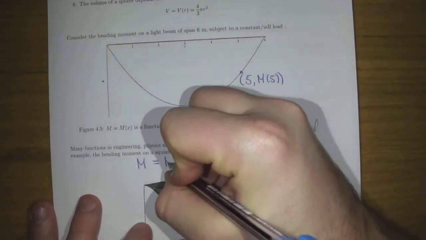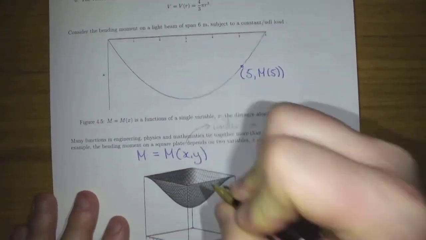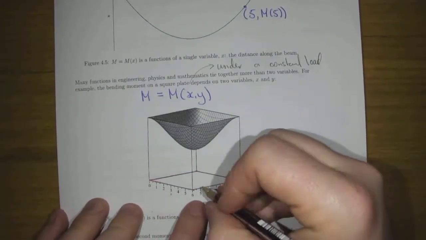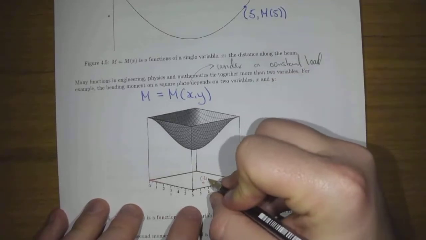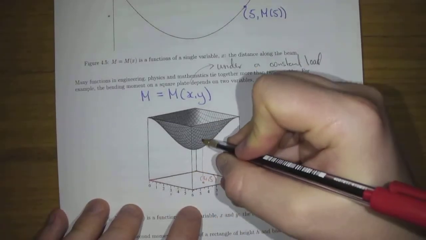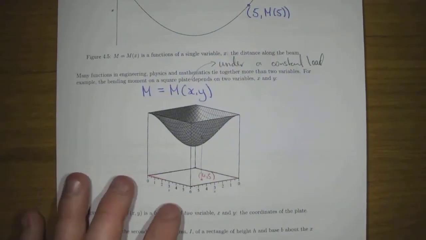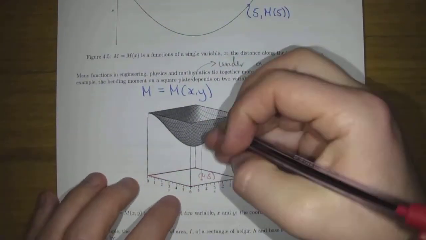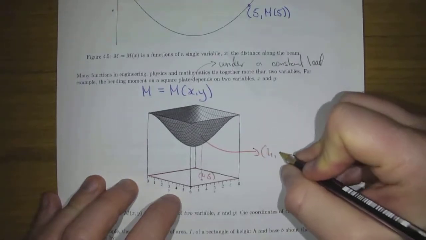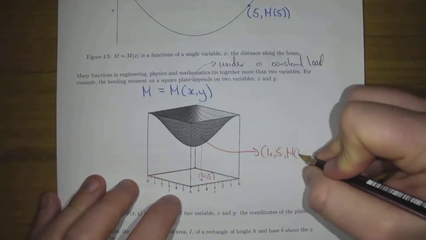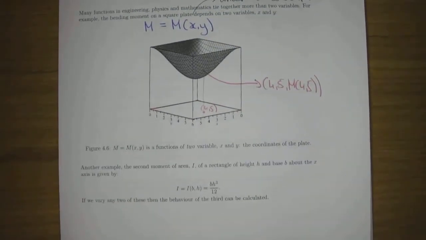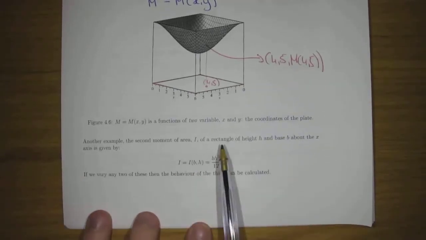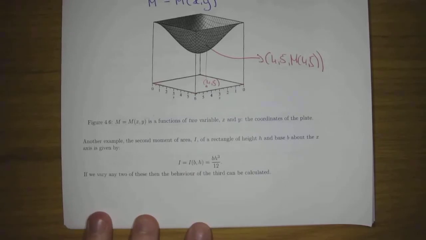And what we have is the bending moment depends on two numbers. You need two numbers to specify a point on the plate. So for example, maybe this point here is the point x equal to 4, y equal to 5. And we go up to here, and you need 3 coordinates to specify a point on this graph. So if x equal to 4, y equal to 5, then the bending moment at that point is the so-called z coordinate. Okay. Another example, the second moment of area of a rectangle of height h and base b about the x-axis is given by this. So second moment of area of a rectangle depends on the base and the height.